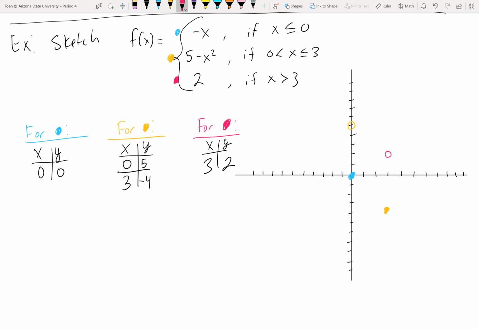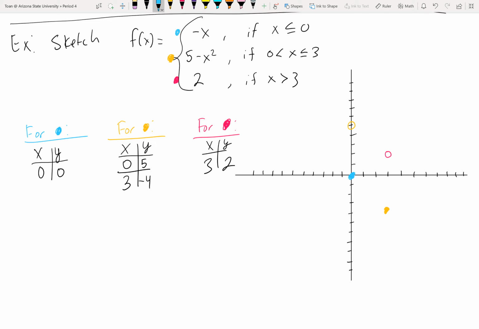Question. For the yellow one, why is one of them open and the other closed? Openness or closeness is dependent on the inequality of your domain restriction. So for the yellow function at 0, do you see how his inequality does not have an or equals to? He does not have a line. So the point at 0 has to be open. But at 3, do you see how the inequality does say or equals to? So the point at 3 will be closed. Make sense? Yes. Okay. And then you just go ahead and sketch them.